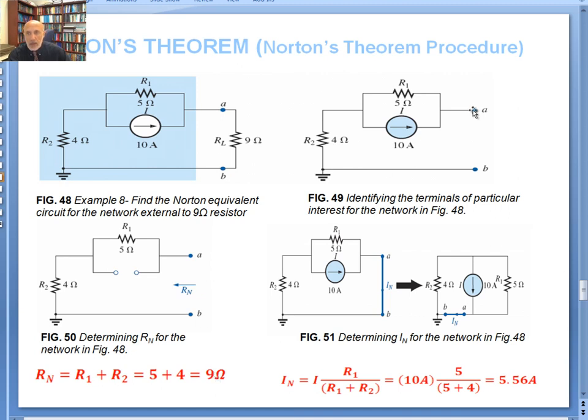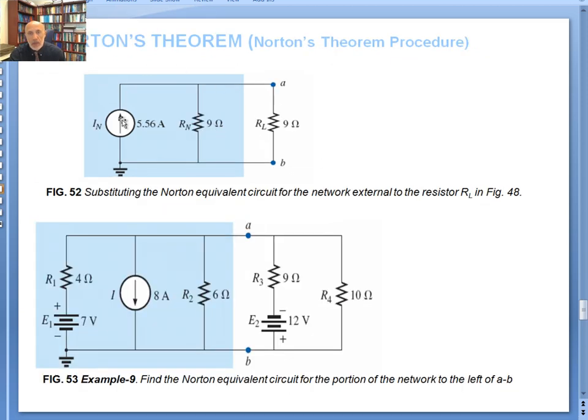And then to calculate I short circuit, which is I Norton, you put a short circuit here, and you can redraw the circuit. You've got 10 amps coming out. It's going to split up between R2 and R1. So you do the current divider rule. I sub n would then be equal to, for the 4 ohm resistor, you multiply 10 amps, interested in this current, by 5, divided by 5 plus 4, which gives you 5.56 amps. You just put that in Norton's theorem.